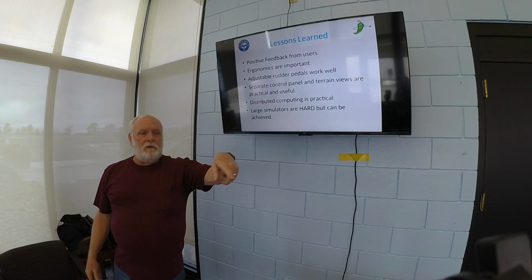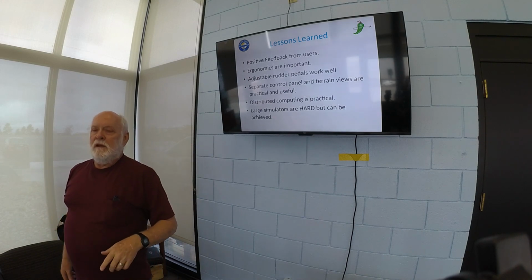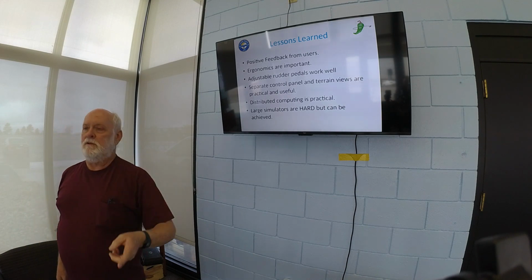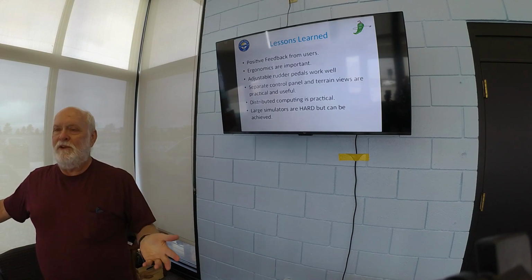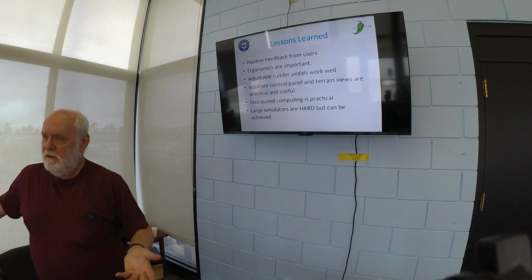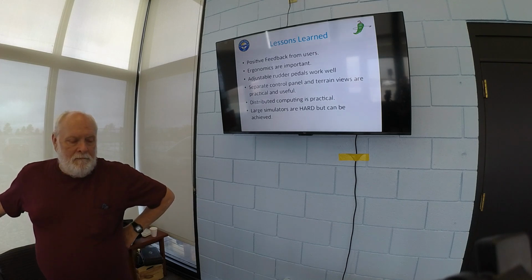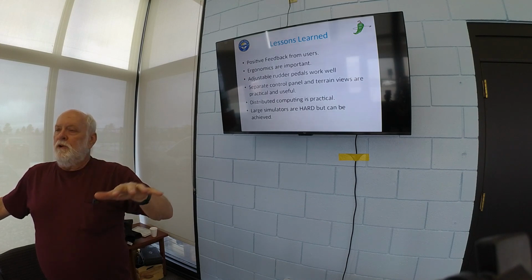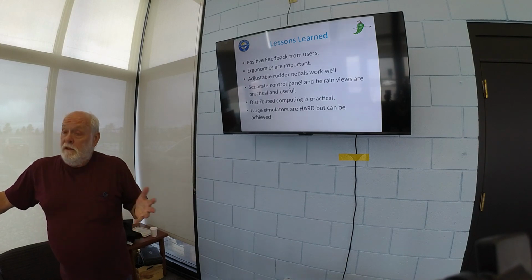It turns out the distributed computing is real practical. I've got little computers there running this thing. The newest computer I have on there that does the flight dynamics is a 12-year-old Intel i3, if that means anything to anybody. So using little or older computers in a distributed thing is something that can be done.